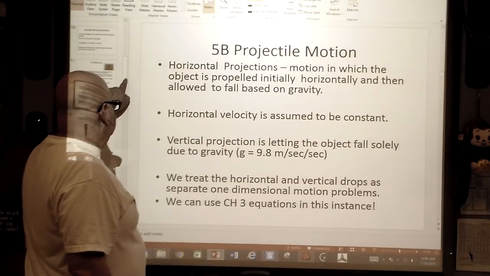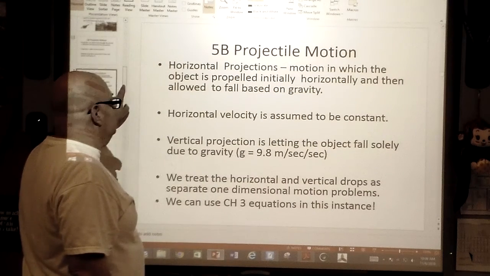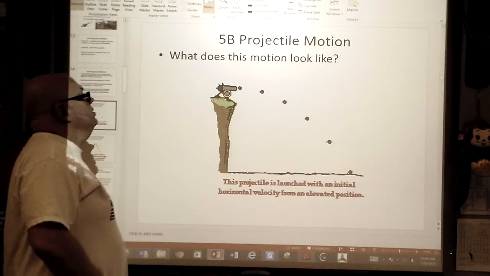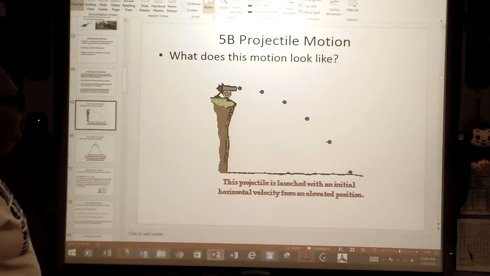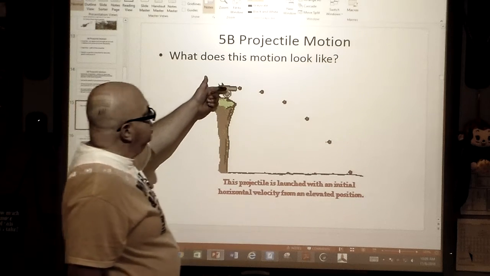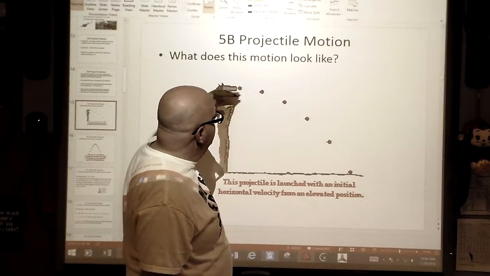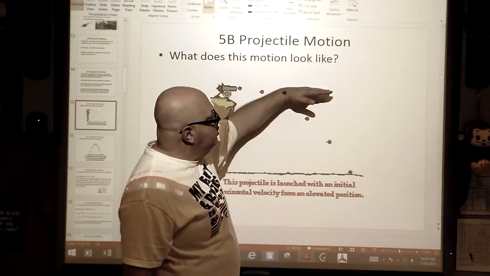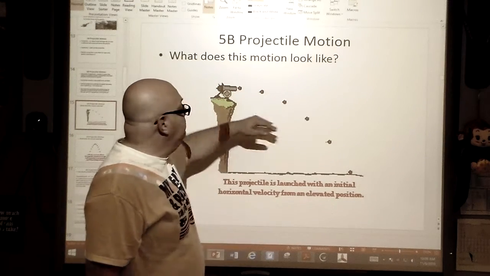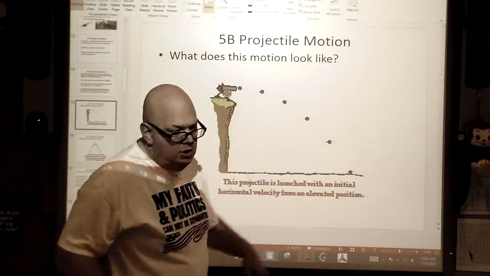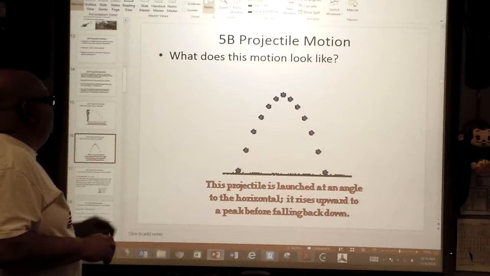Now, we do keep them as separate one-dimensional problems. And that's why we can use the Chapter 3 equations. So we talked about one kind of projectile motion here. This is horizontal. We are looking at the horizontal velocity. But you notice it would still keep going on straight. The problem comes down to we have gravity, and that's what's making the object come down. That's the basics for that.